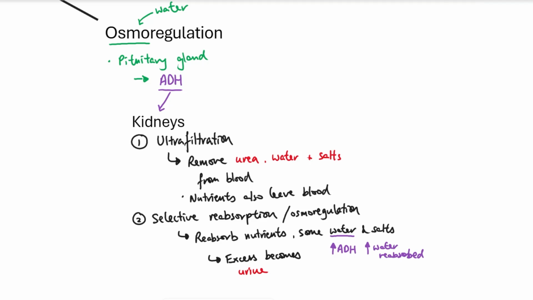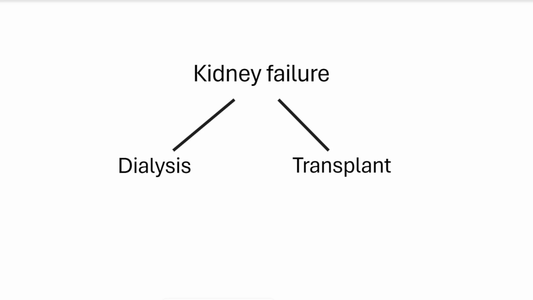Now, because the kidneys do such an important function in controlling the amount of urine that is made and absorbing the nutrients needed, if the kidneys are damaged or fail for whatever reason, it is important that we can treat the kidney failure. The two methods are dialysis or a kidney transplant.